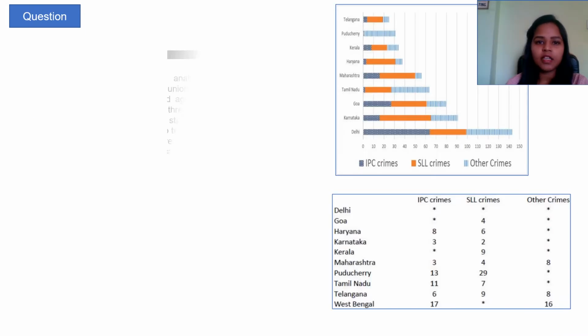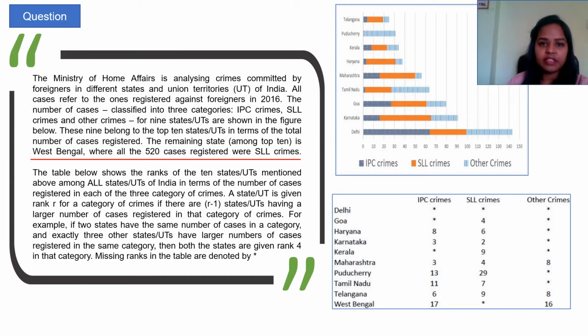So let's begin. Let us first look at the question and the data given in the set. I'll be reading the question. There are two tables given, and we will look at the tables as and when we get the information about them in the question. The Ministry of Home Affairs is analyzing crimes committed by foreigners in different states and UTs of India. All cases refer to the ones registered against foreigners in 2016. The number of cases classified into three categories: IPC crimes, SLL crimes, and other crimes, for 9 states or UTs are shown in the figure below.